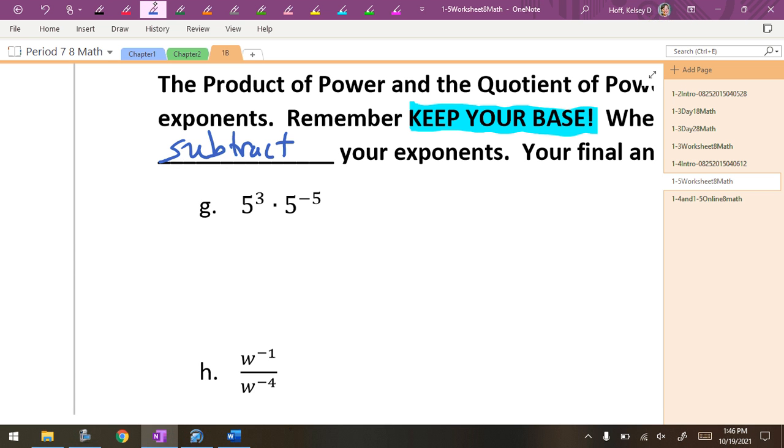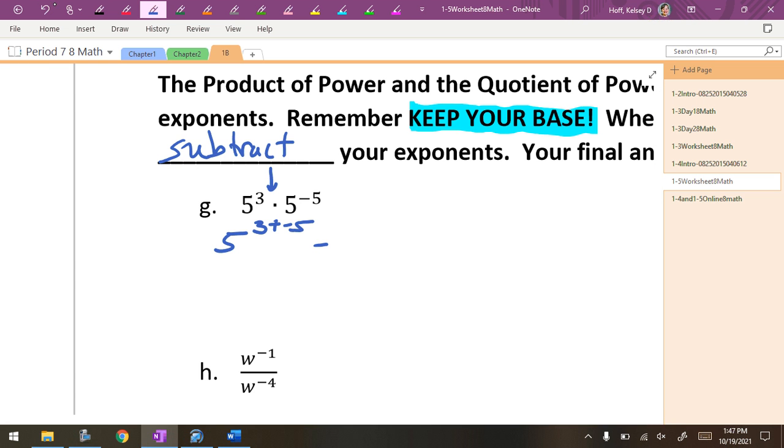What? I was about to say times and I put it. Okay. Multiplying. How do you know you're multiplying? The dot. Very good. Keep the base. What's your base? 5. 5. When you multiply, what do you do to your exponents? You add them. So write down 3 plus negative 5.